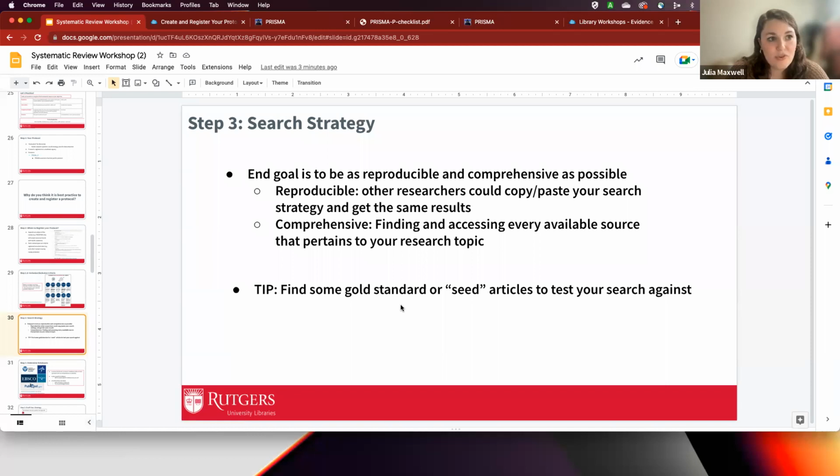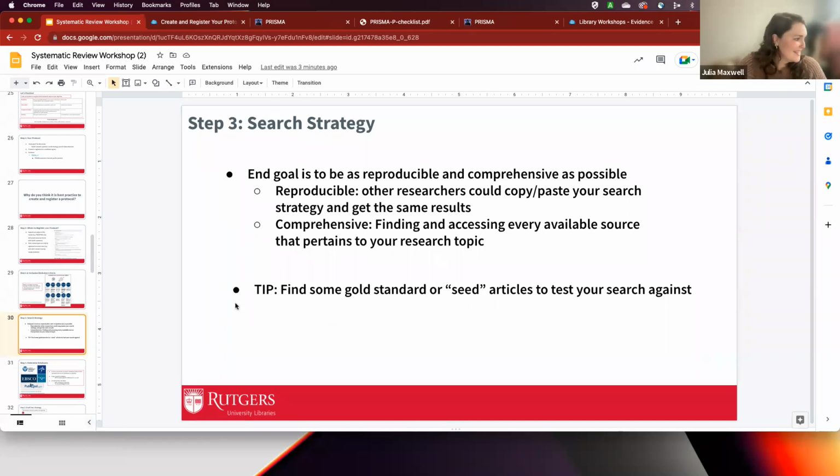When I help with a systematic review, one of the first questions I ask now is for them to give me one or two gold standard articles, so that A, I can see what they're considering to be a good example of something they would include, and B, so that we can test our strategy against those articles. Does that make sense to everybody?